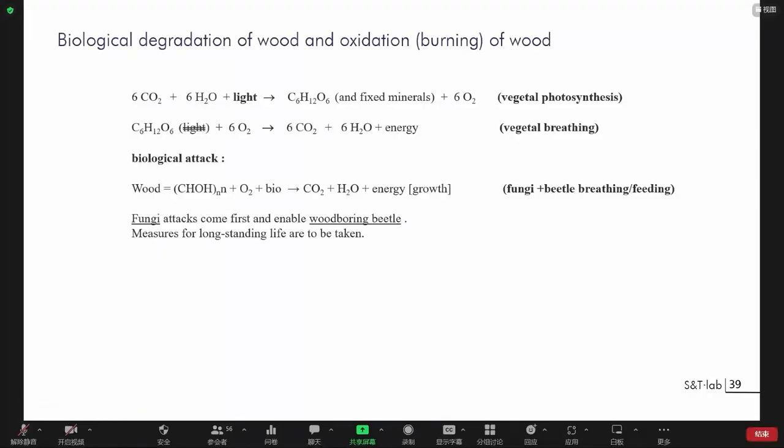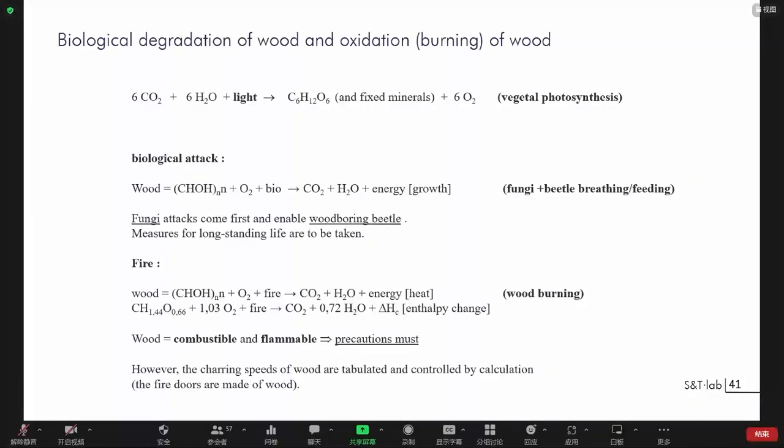There is another similar reaction when you have fire. This is exactly the same equation that we have seen with biological attack, and the energy that is released is the energy that will be used for heating. This is why it is called an exothermic equation, in which you this time release energy. So wood is a combustible and flammable material due to its anatomical composition and due to the fact that, in the end, the global energy produced is positive. But if we look more in detail into this, it is not that easy.